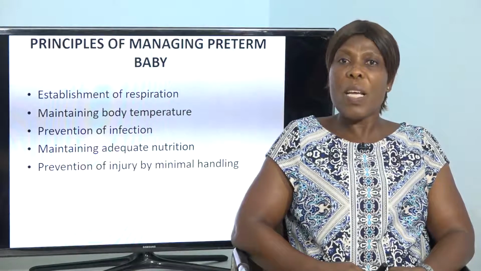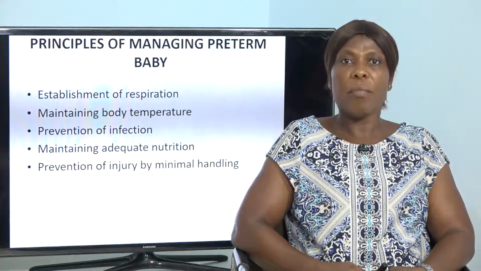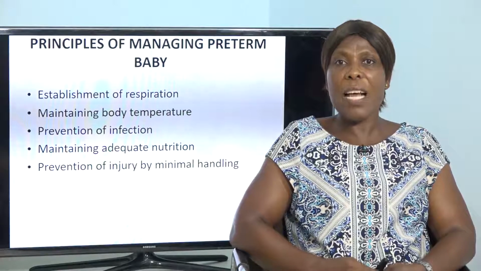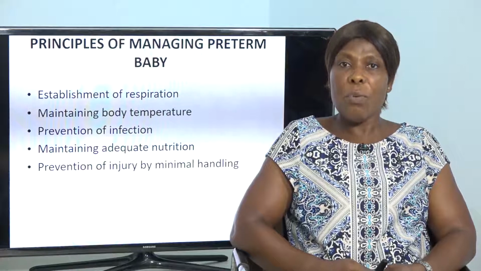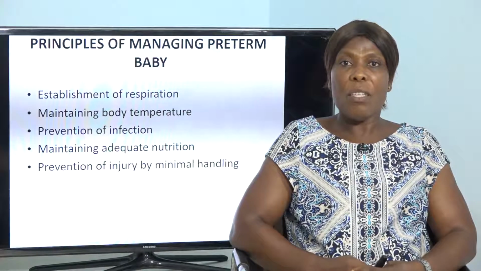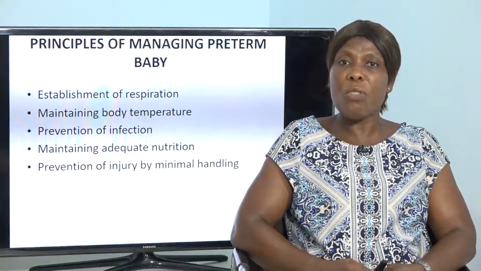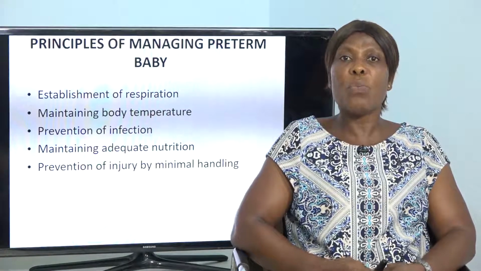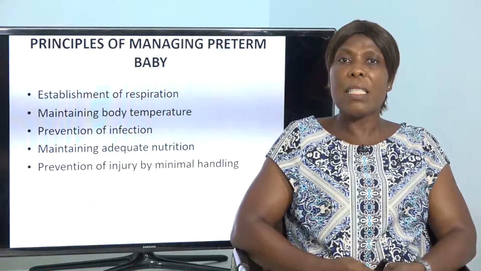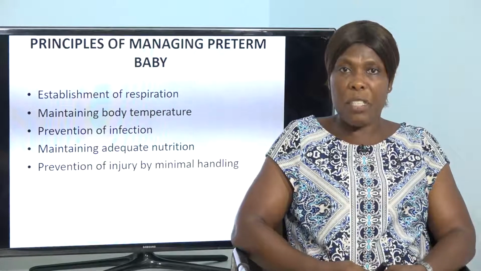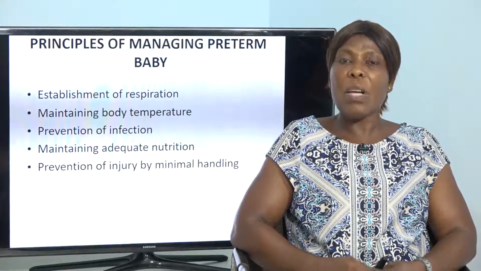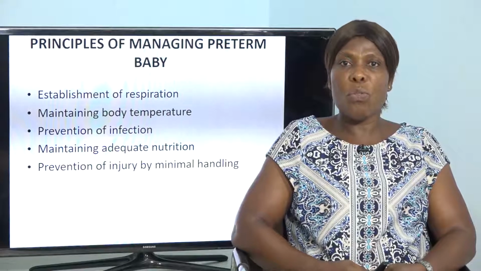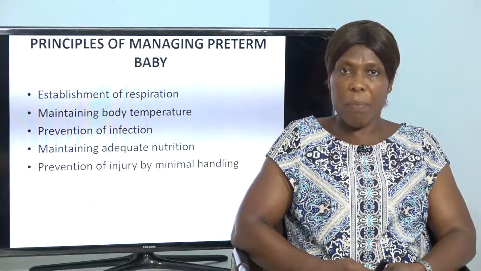They need also to maintain good body temperature. The environment in the uterus is different from the external environment. And you were told that the temperature within the uterus is very warm. So the moment the baby comes out, you need to maintain this uterine temperature. And therefore, they need to cover the baby with warm blankets to ensure good body temperature.